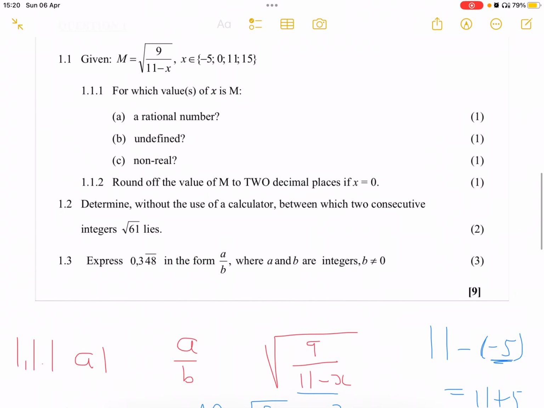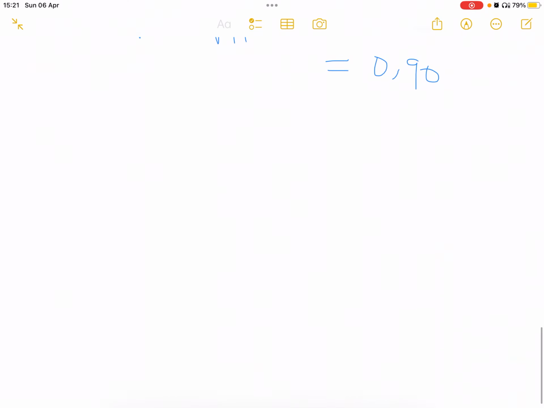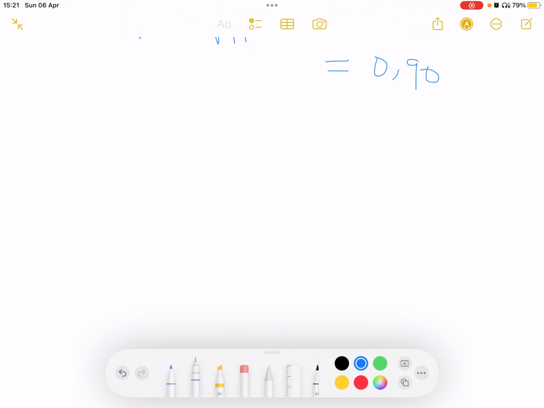Second last: determine without the use of a calculator between which two consecutive integers the square root of 61 lies. Now, I teach this also in a different method, which is cheating the system. So in 1.2, what is the value of the square root of 61? They said without using a calculator, but this is a far easier method. I haven't come across a simpler one. If I do, I will try and adopt it.